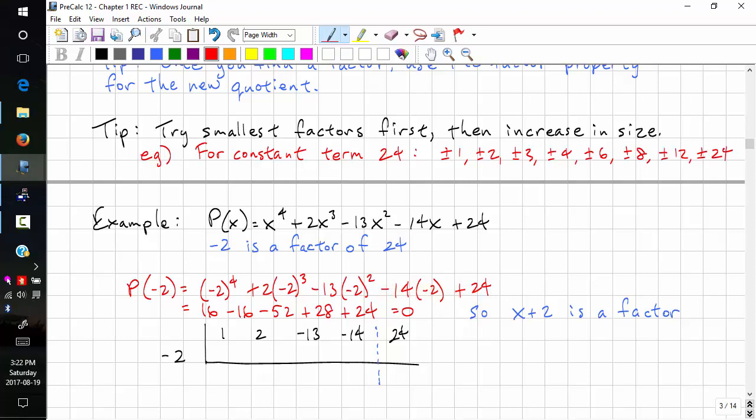Evaluate this. Negative 2 to the power of 4 is 16 because the exponent is even, so this is going to be positive. This is odd, so this is going to be negative. So 2 times 2 cubed, that's 16. This is even, so this is positive times a negative, which is going to come out negative. 13 times 4 is 52.